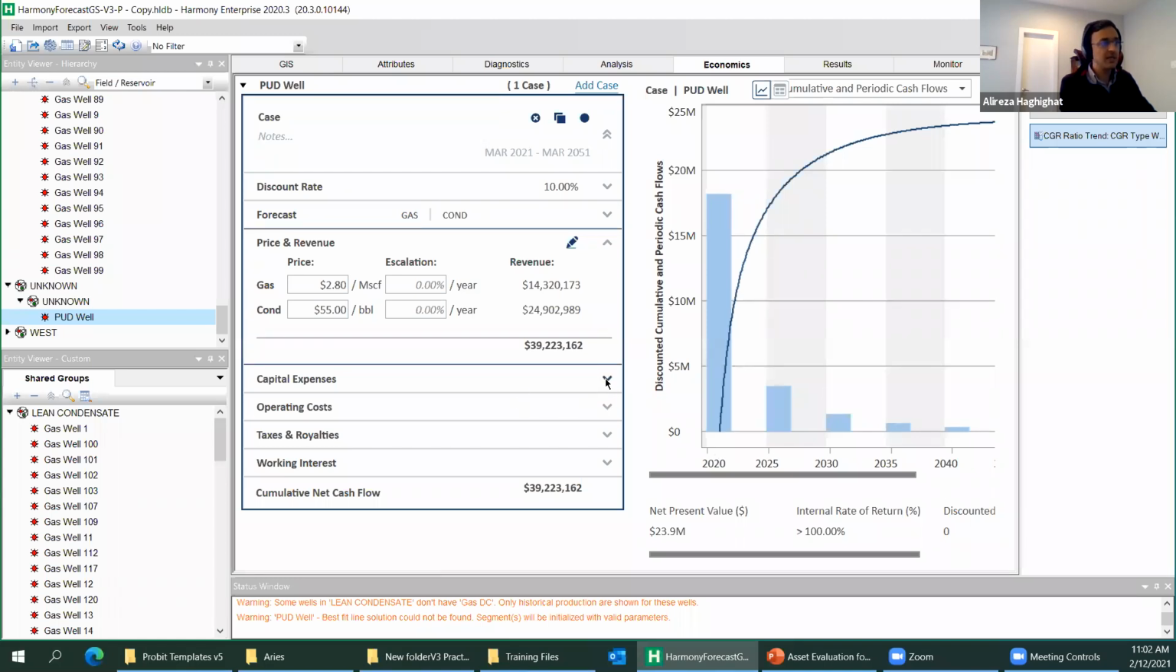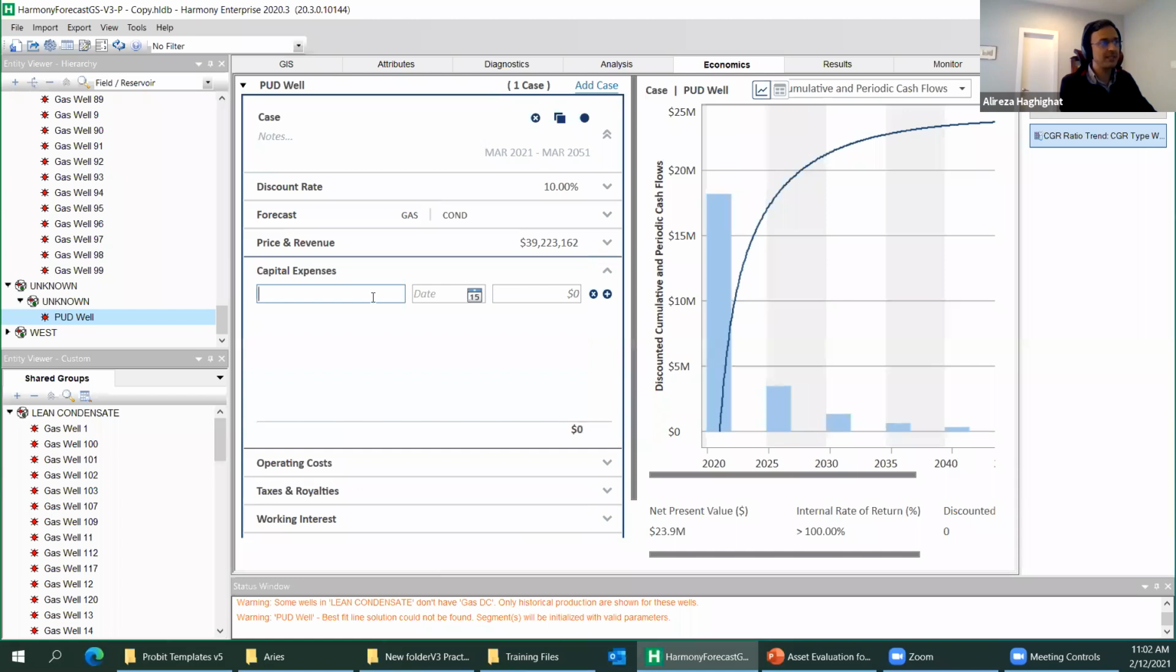The other thing is we are going to drill and complete this well. We should come up with the capital expenditure, how much we are going to spend in order to drill and complete this well. So I assume we are going to spend $5 million to drill and complete this well. So we specify this CapEx.